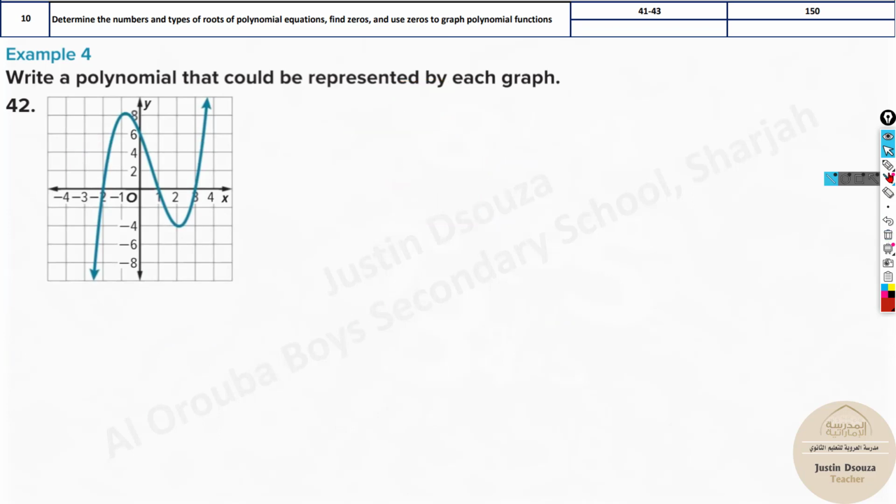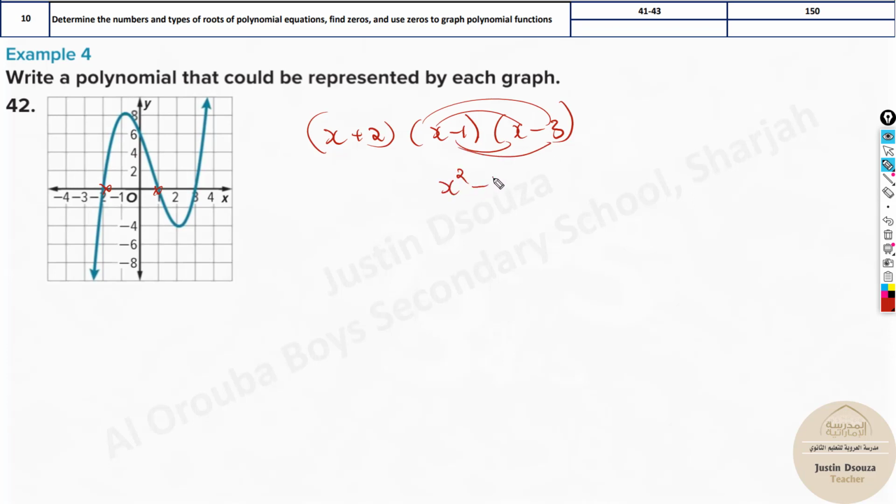Now here, how do we do it? We have three answers. If you look over here, the graph passes three times. So I'll directly write in terms of factors. x equals minus 3 will be x plus 2. Here it's x equals 1, so it will be x minus 1, and lastly we have x minus 3. It's up to you to choose where you want to multiply. I will do minus and minus first, so we will have x squared minus 3x minus x plus 3, leaving x squared minus 4x plus 3.